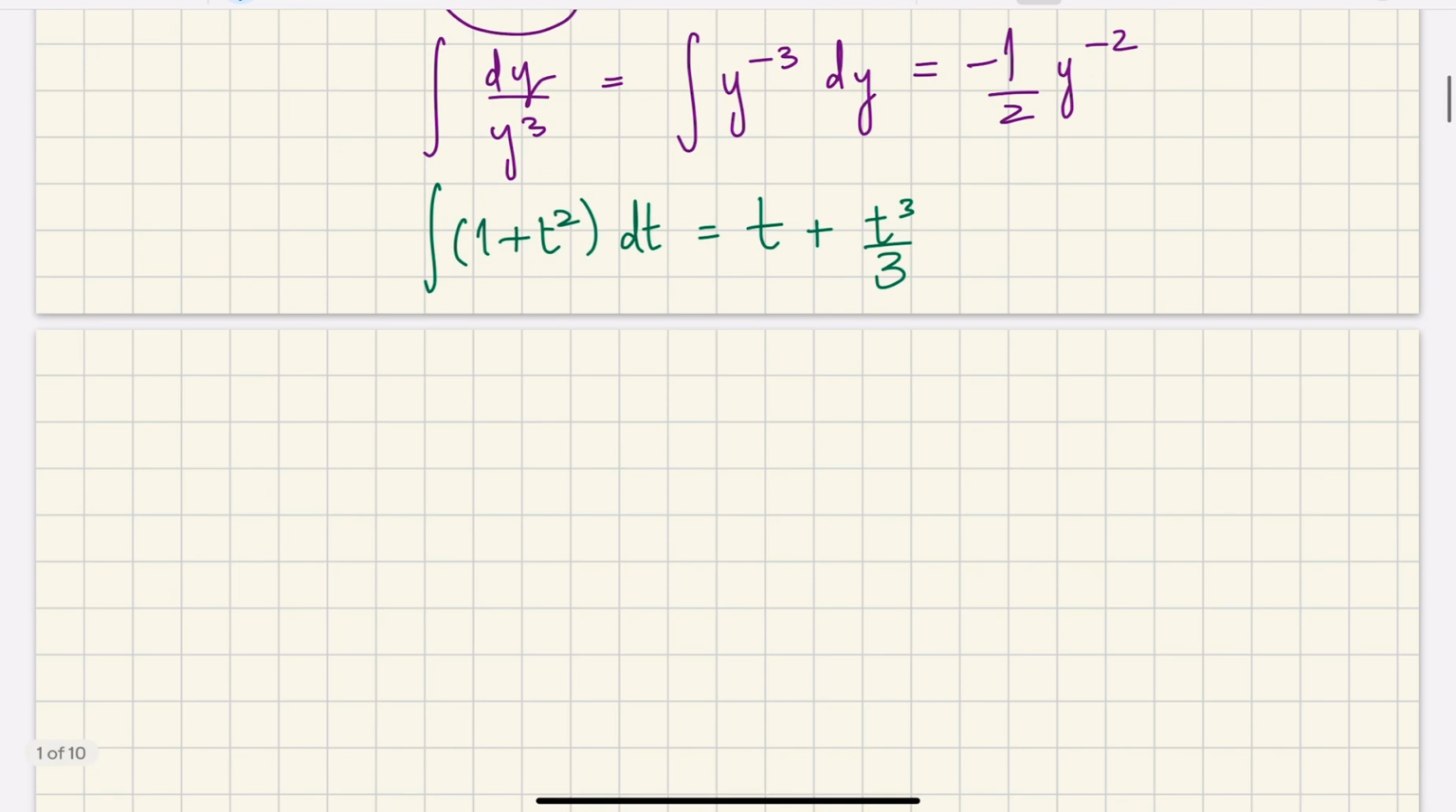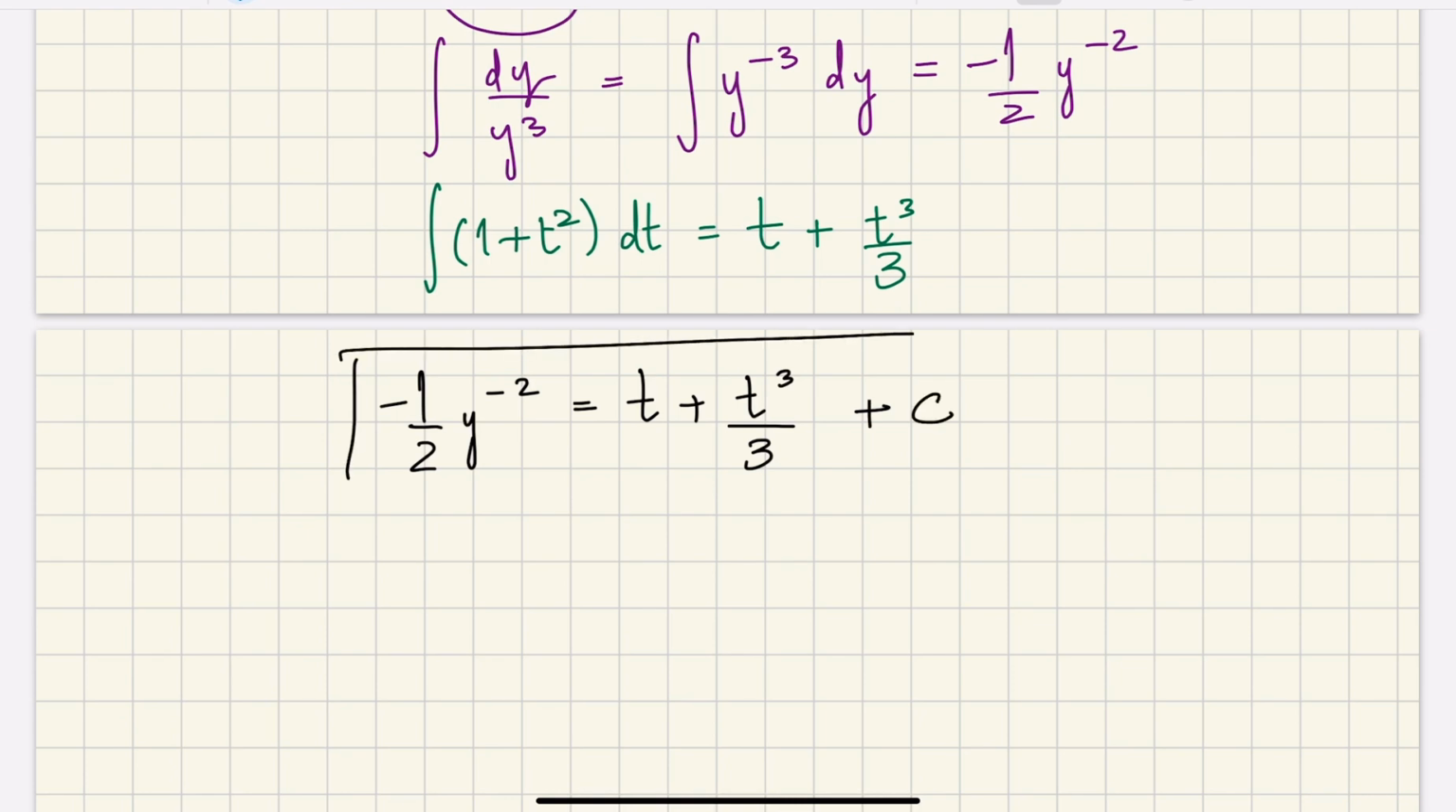So you have negative 1 over 2 y to the negative 2 is equal to t plus t cubed over 3 plus c. We are basically done. You don't need to solve for y because that can be pretty complicated and it's unnecessary. You can just leave the answer like this.